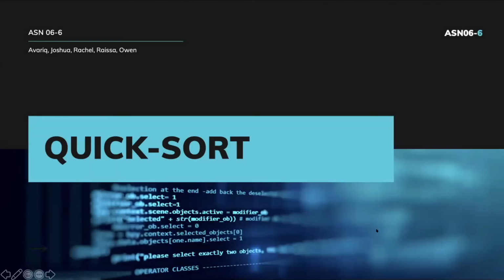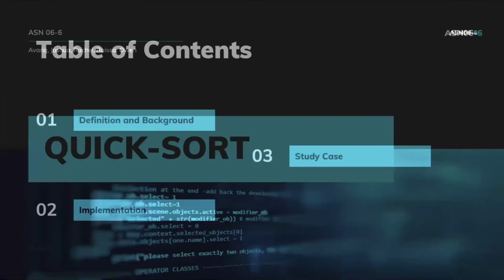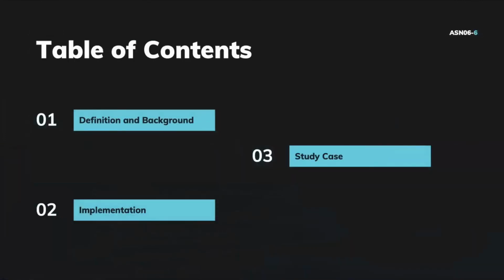Okay, so good afternoon to all students and also to Sir Jude. I hope you all are doing well today. My name is Joshua, accompanied by my friends Farik, Rachel, Raisa, and Owen. We are from group ASN 066, and today we are going to discuss the quicksort algorithm. But first, before we discuss further, let's look at the table of contents so we can have a bigger picture of what we are going to discuss and learn today.